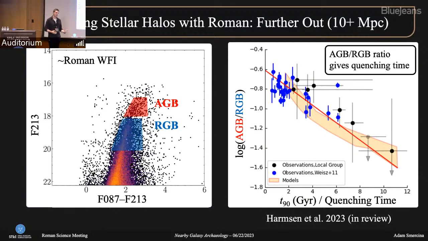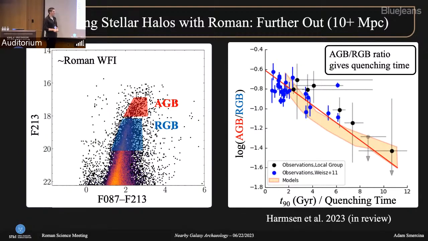We may not be able to do this kind of detailed star formation history analysis over the entire halo the same way we could do with the nearer galaxies. But we can leverage the ratio of different evolved stellar populations, mainly the AGB and the RGB, which are very bright in these near-infrared filters that Roman will give us access to.